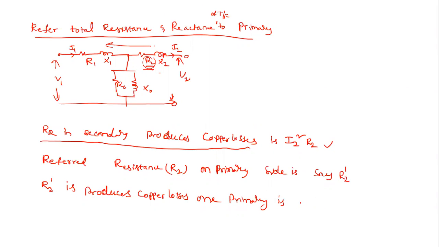What copper loss is it going to produce? Primary side I1 square, not R2, it is R2 prime. This is the loss it is going to produce. Now these two things have to be equal. That is I2 square R2 is equal to I1 square R2 prime.